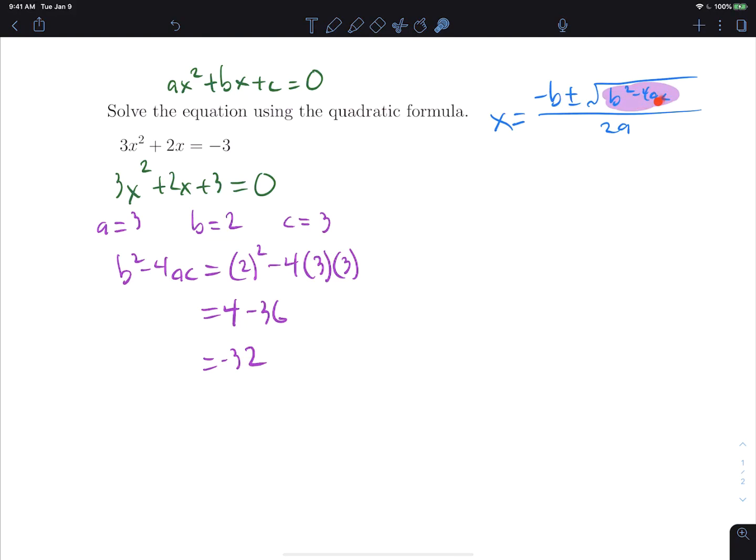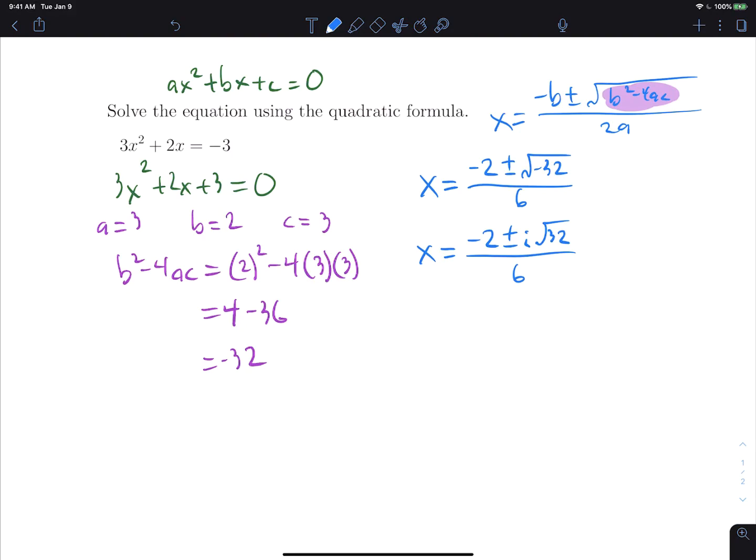into the quadratic formula, and we can plug b and a in as well. So this is going to give us x is equal to -b, which means the opposite of b, and b in this case is 2, so the opposite of 2 is -2, plus or minus the square root of -32 all over 2 times 3, which is 6. We have a negative underneath the radical, which means it needs to come outside of the radical, which gives me -2 plus or minus i root 32 all over 6.